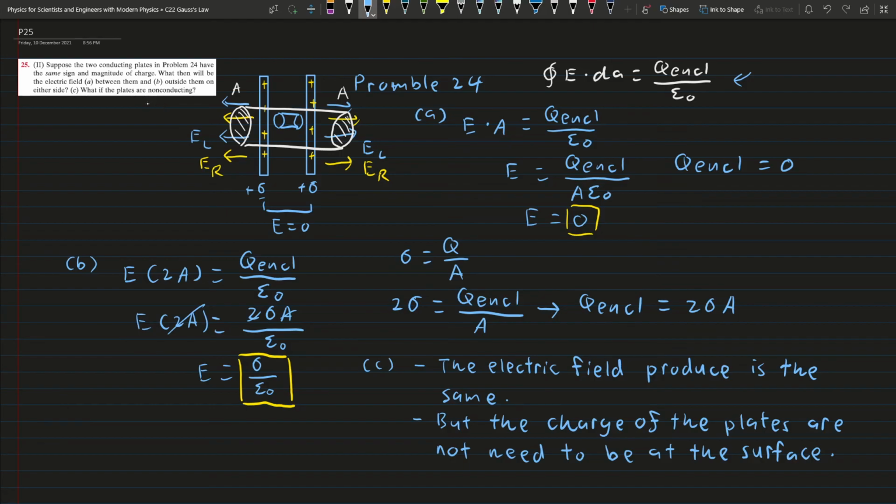So remember that in the conducting case, the charge will go to the surface, so make the electric field inside equal to 0. But for the non-conducting, the charges are not free to move, so they are not necessarily at the surface. So this means the arrangement of the charge is not going to be the same, but basically you will get the same electric field, and between them will still have a zero field.